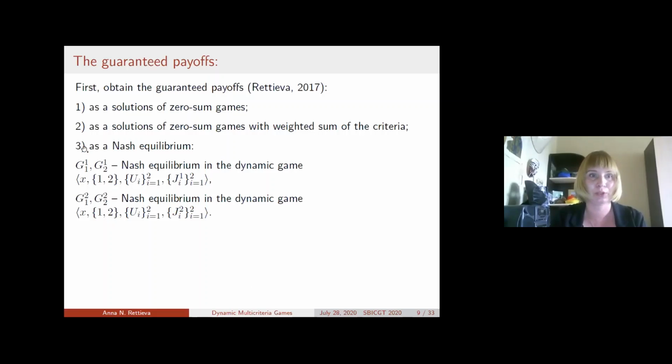You see that the first two guaranteed payoff points will be constructed as a Nash equilibrium in the dynamic game with the first criteria of both players. And the second two guaranteed payoff points are a Nash equilibrium in the dynamic game with the second criteria of both players.